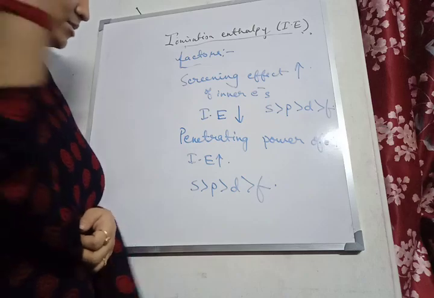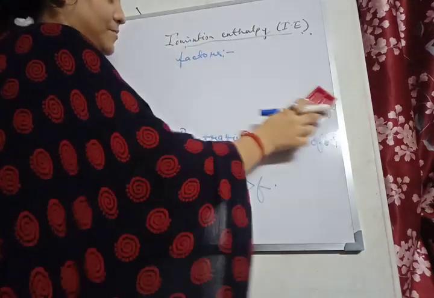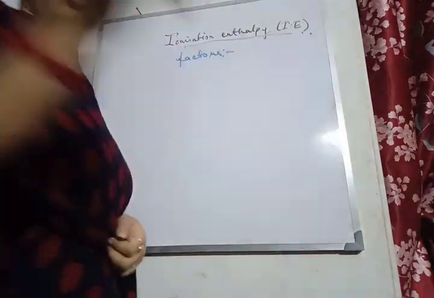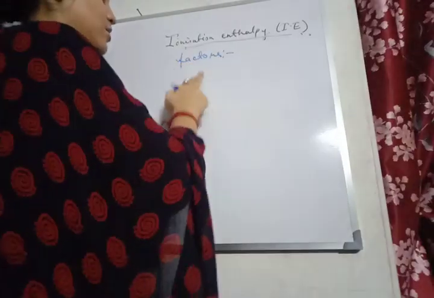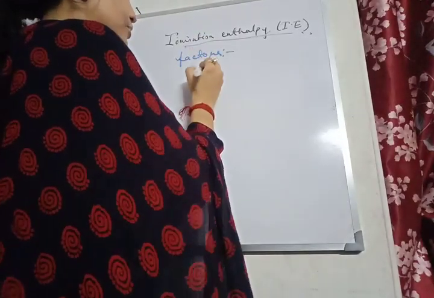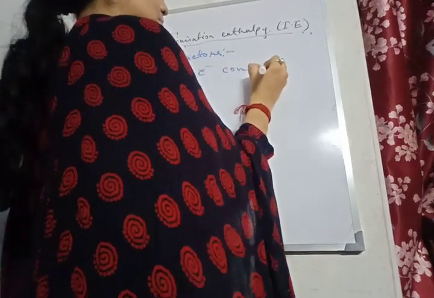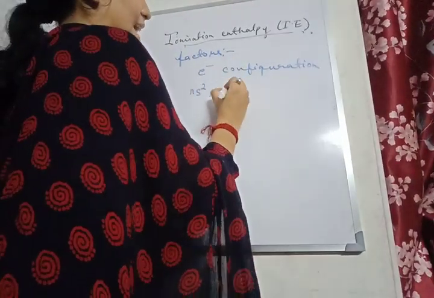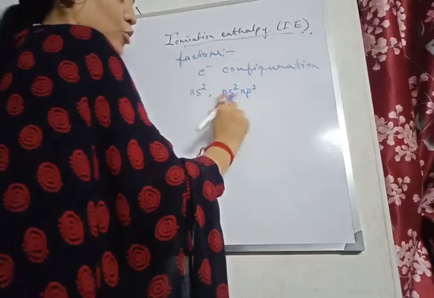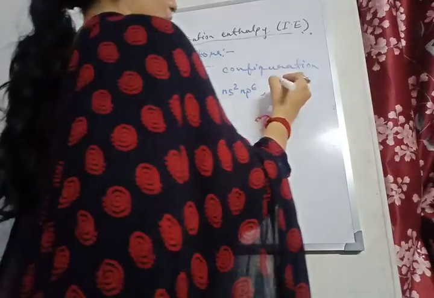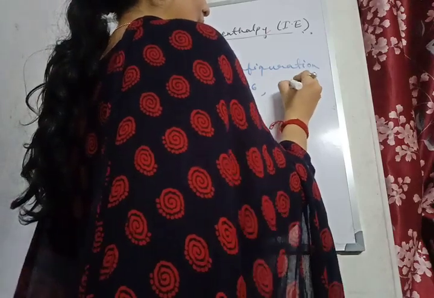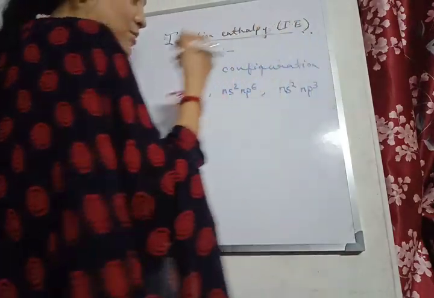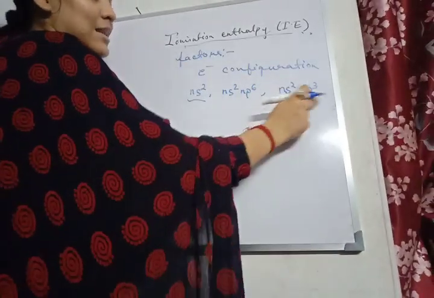Next, the last factor, electronic configuration. Electronic configuration means there are certain configurations, like half-filled and full-filled configurations, where stability is much more. For example, ns2np6, which is basically for the noble gases, is completely filled. Then if I take ns2np3, this one is half filled.